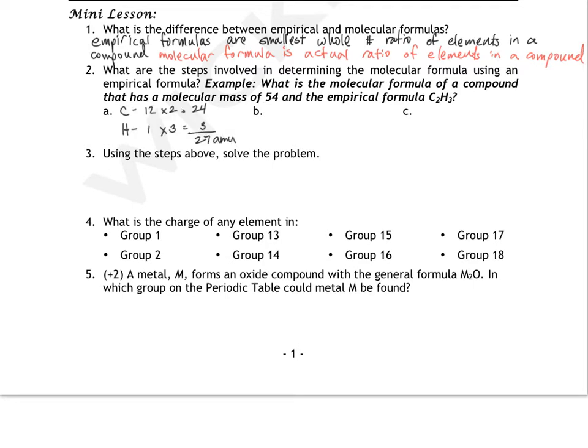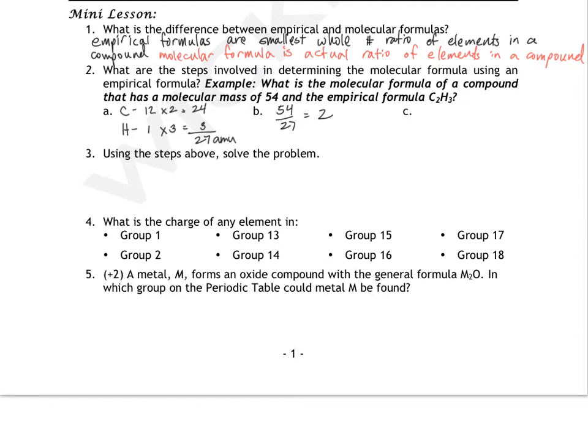So the first step that I recommend is to find the mass of the empirical formula. As you can see, the mass of the empirical formula C2H3 is going to be 27 AMU. I just took the mass of a carbon and the mass of a hydrogen and multiplied by the number of each. The second step is to figure out how big this is compared to this, which is the molecular mass of the real molecule. So I'm going to do 54 divided by 27.